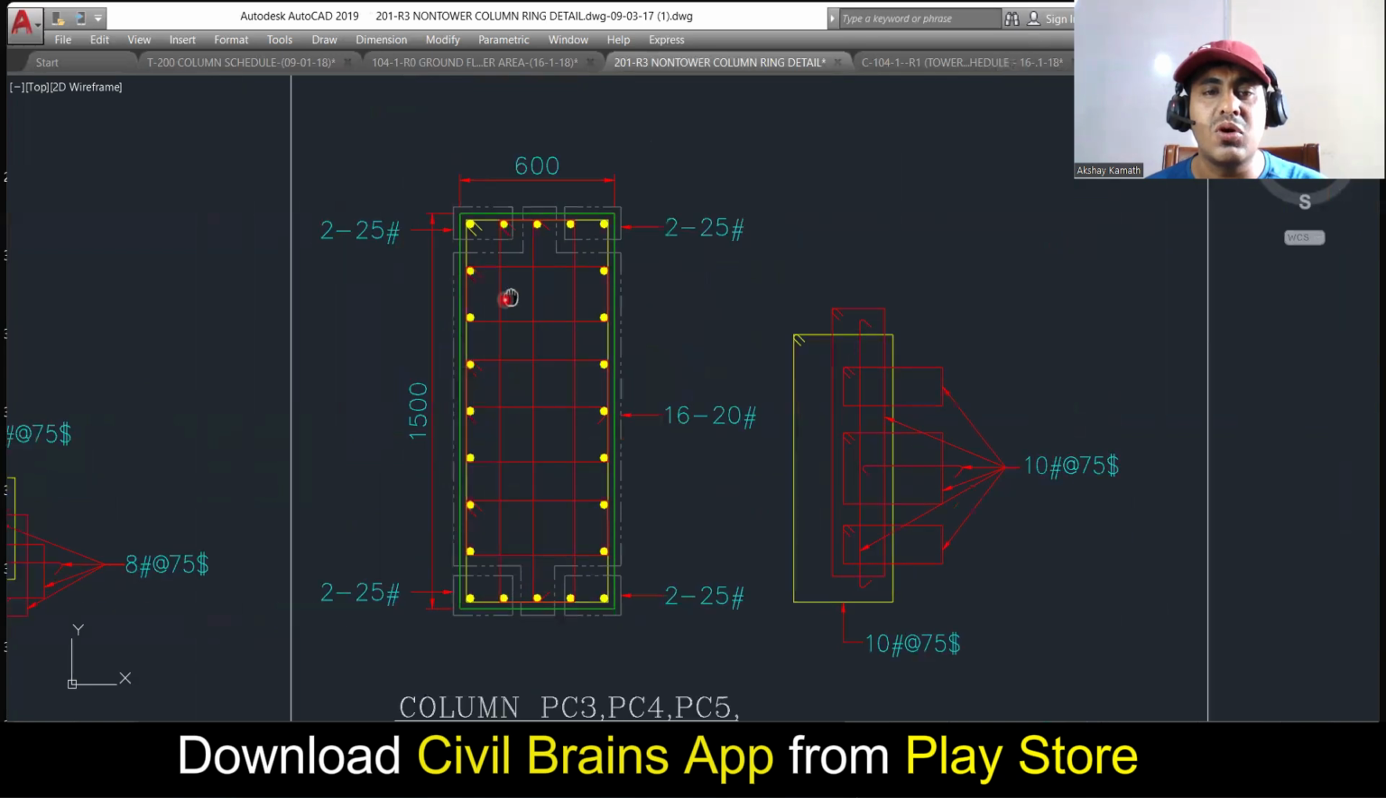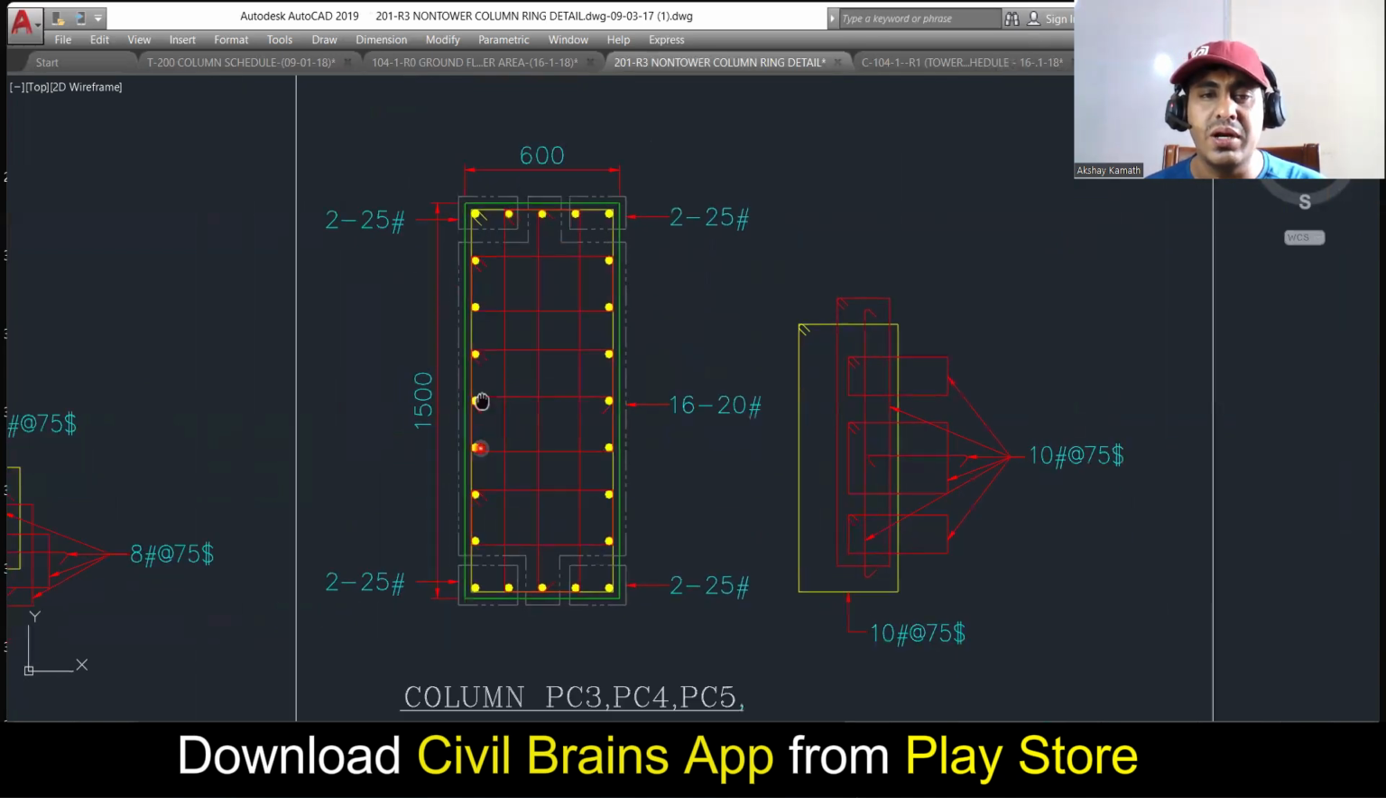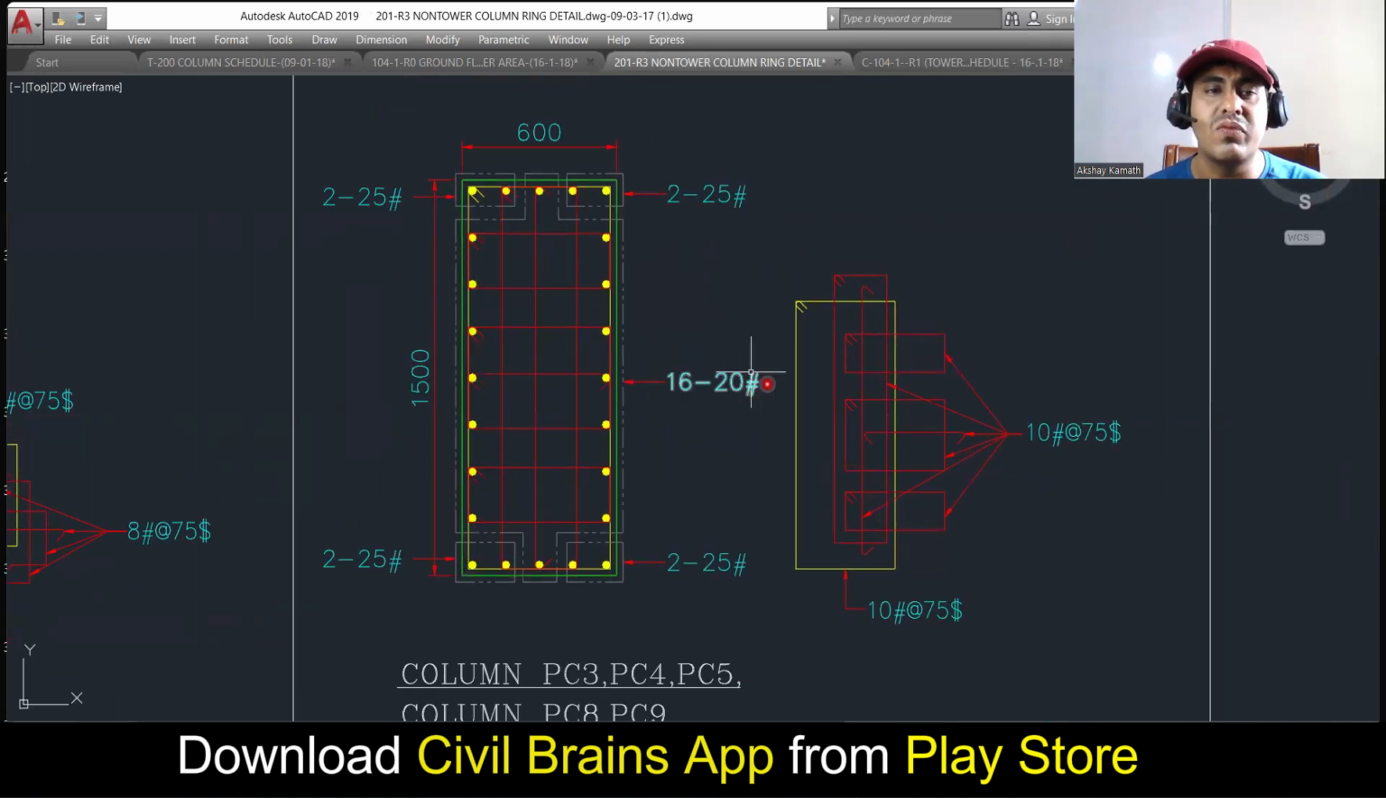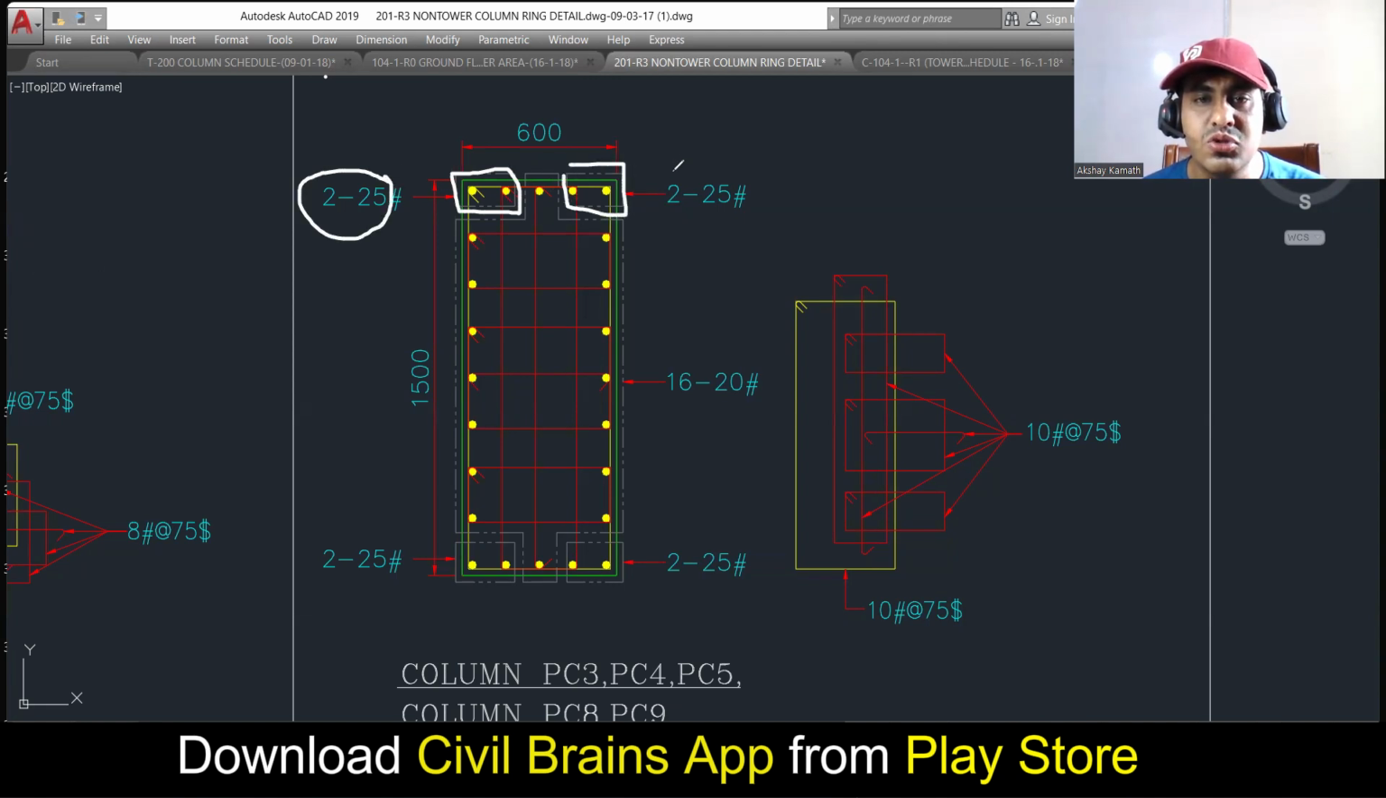So what is the size of the column? 600 by 1500. And how do you understand this reinforcement? It's very simple. For that, you need to understand this. It indicates that this 2 bar is 25 diameter 2 bar. Again, this 2 bar, you're supposed to provide 25 diameter 2 bar. Again, this 2 bar, 25 diameter 2 bar.